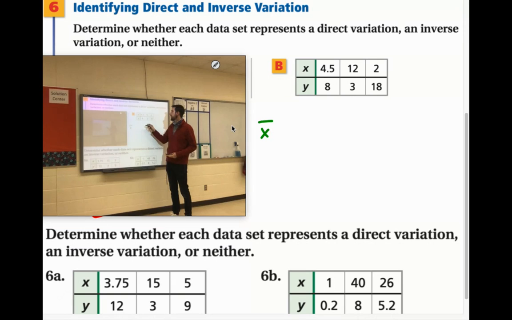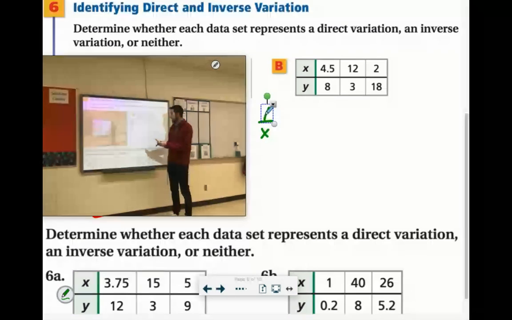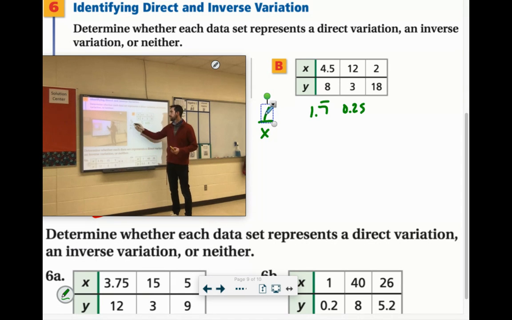So if we did 8 divided by 4.5, we get 1.7 repeating. If we did 3 divided by 12, it's 0.25. We don't need to go any further on that because they're already different. So we know it's not going to be direct variation.